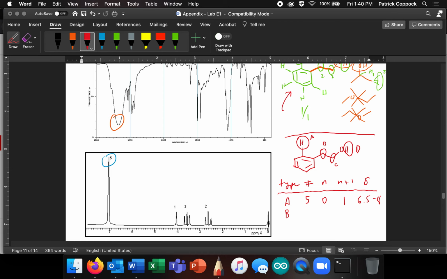That's CH2, which is right on the benzene ring. So I'm going to say that's about 2.5, right? There are 2 of those, and they've got 2 neighbors, so it's going to be a triplet.